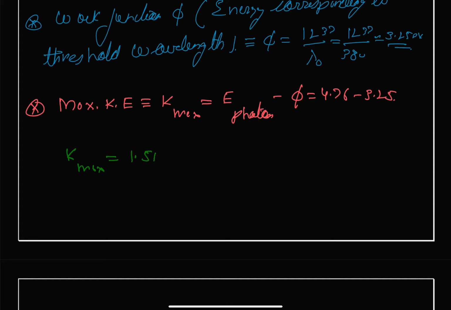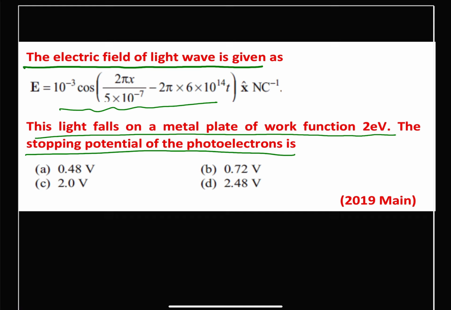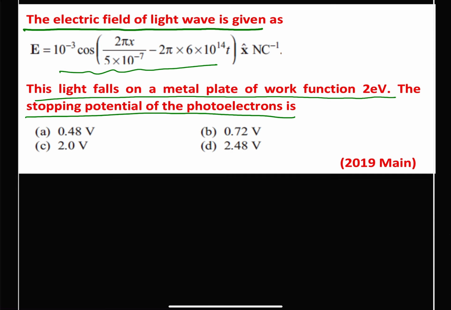Next question states that the electric field of the light wave is given by this equation. This light falls on a metal plate of work function 2 electron volt. The stopping potential of the photoelectron is. So we are given that the electric field equation is given. From this equation we are going to find certain parameters by comparing it with the standard equation, to find out the angular frequency and the frequency of the light wave.